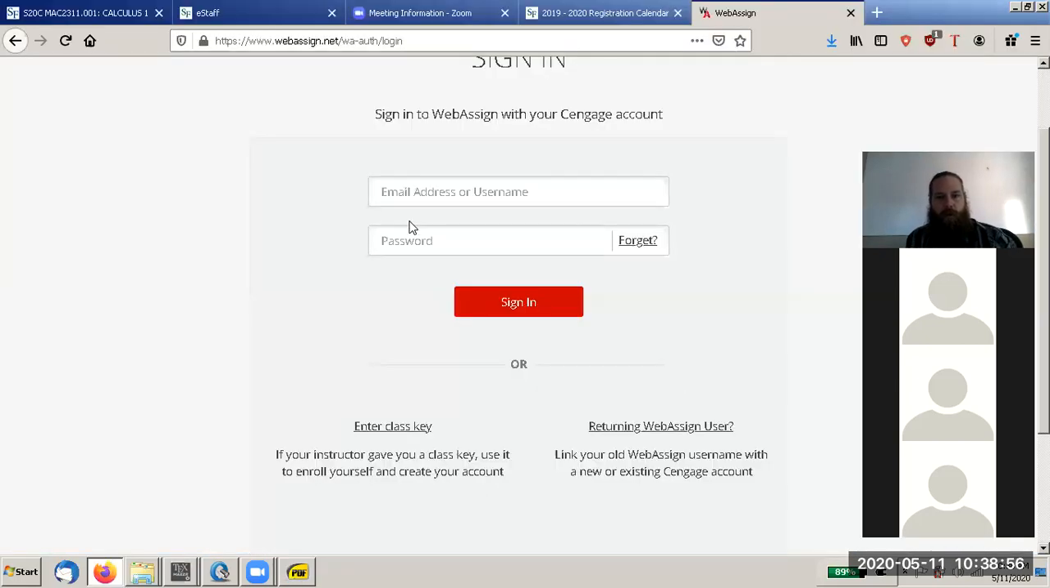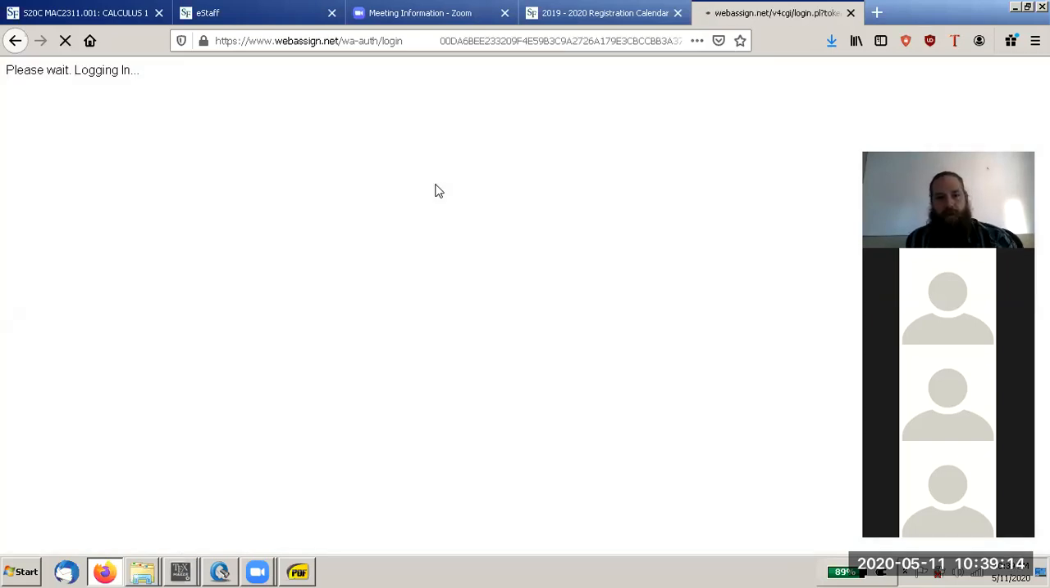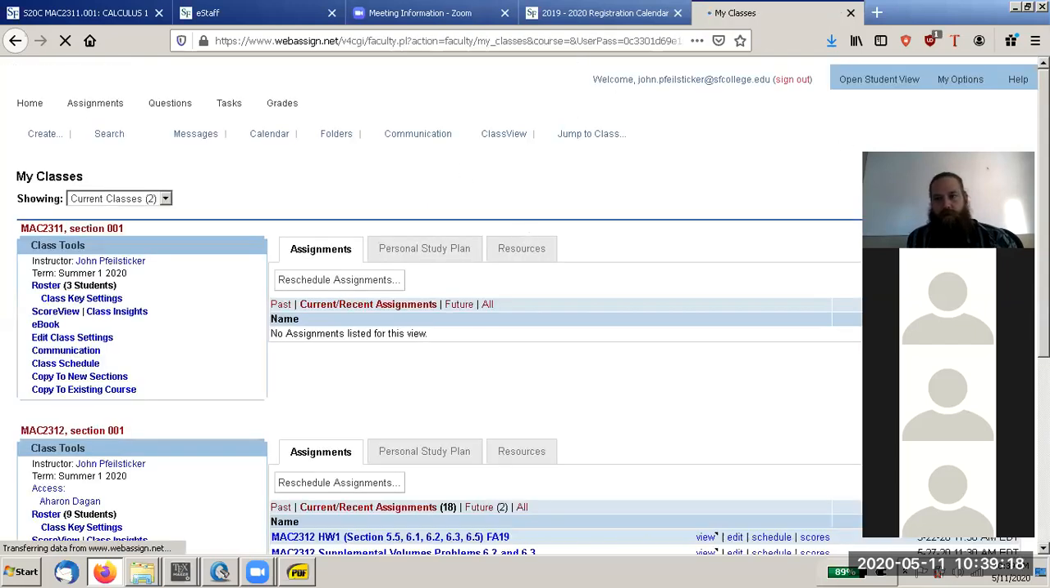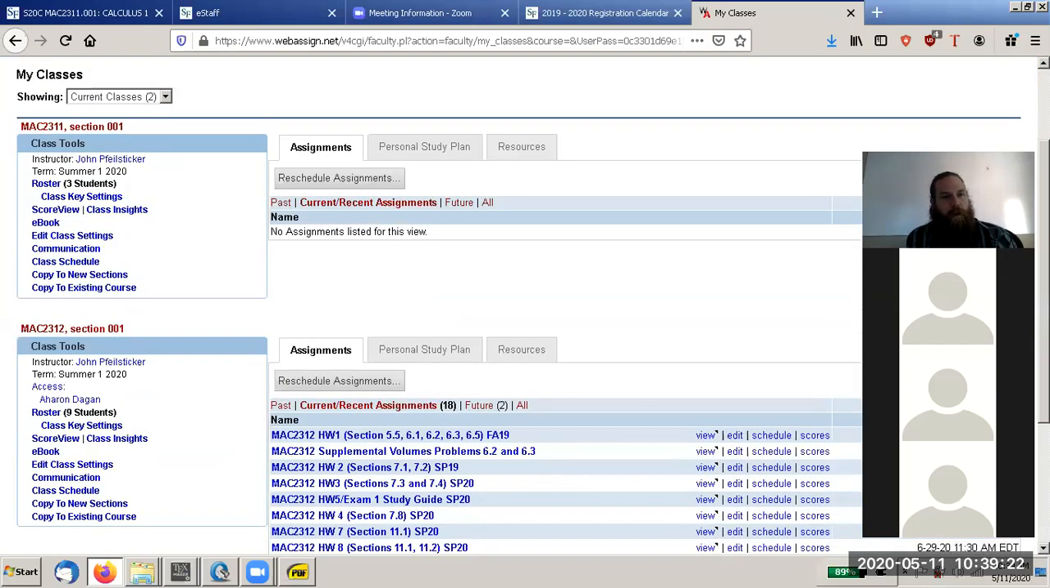If you do have a Cengage account, if you've used WebAssign before, go ahead and click either this link or you can sign in. What is this one? So if you're unsure what to do, go ahead and click enroll with class key. And worst case scenario, you'll have to create a new WebAssign account. It's not a bad thing. And then it should take you to a page eventually that looks like this.